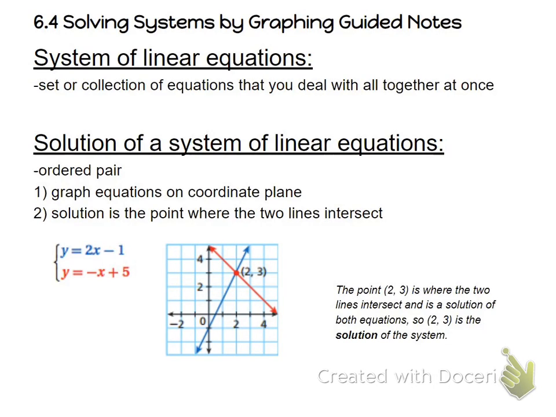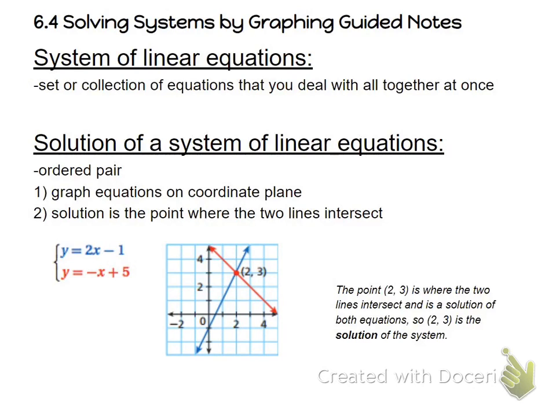Okay, so solving systems by graphing guided notes. The whole point of why we started with slope is because you are going to have to understand slope-intercept form and how to find slope on your graph in order to find the solution of a linear equation by graphing. So if I give you two equations in slope-intercept form and you graph both lines, where those lines intersect, that's going to be your solution of the system, okay?